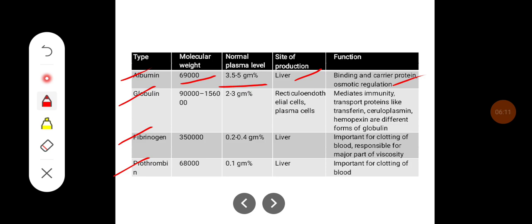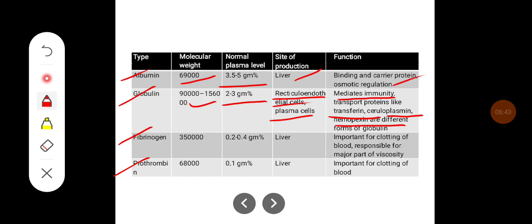Globulin molecular weight is a bit higher. It is between 90,000 and 1.5 lakhs. Its concentration ranges between 2 to 3 gram per cent. It is produced by the reticuloendothelial cells and plasma cells, and it is important for mediation of immunity. And it acts as a transport protein, as transferrin, ceruloplasmin, and hemopexin.